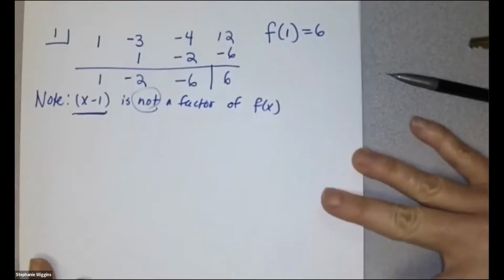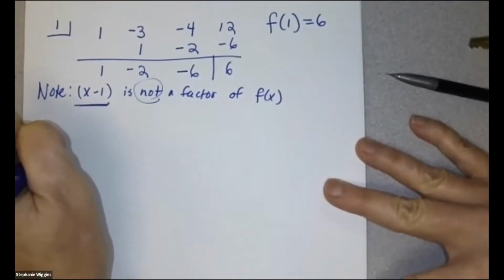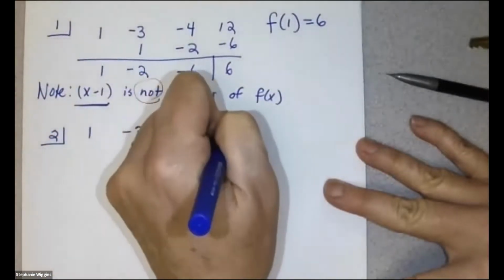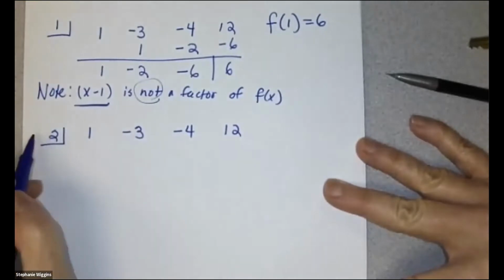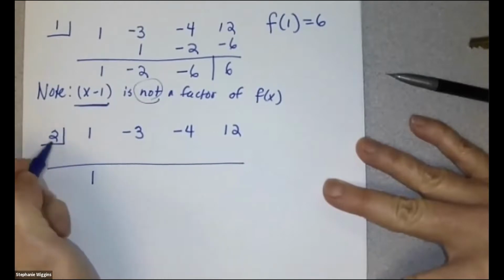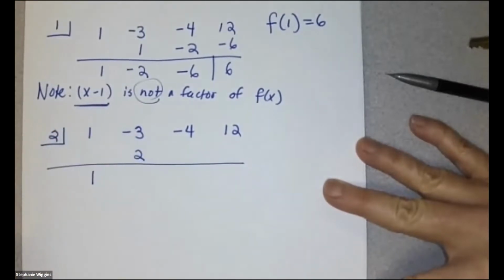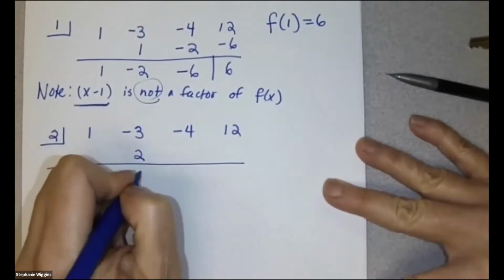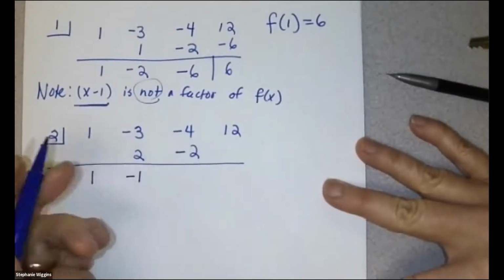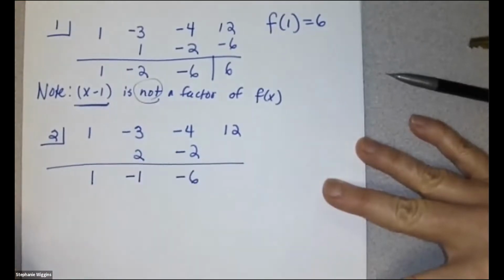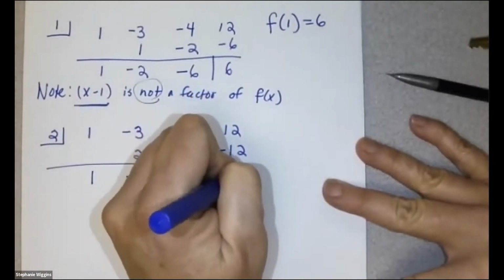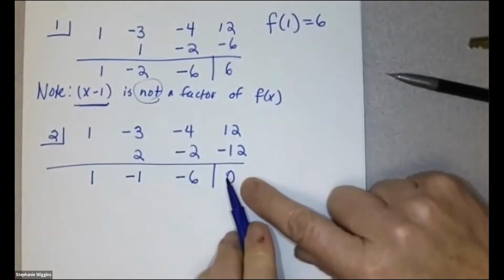This time it's 2. So I'm going to do the same division with the same coefficients, except instead of plugging in a 1, I'm going to plug in 2. Bring down the 1. 1 times 2 is 2. Add to -3, that gives me -1. -1 times 2 is -2. Added to -4 is -6. 2 times -6 is -12. Added to 12 is 0. Aha, we got a remainder of 0.